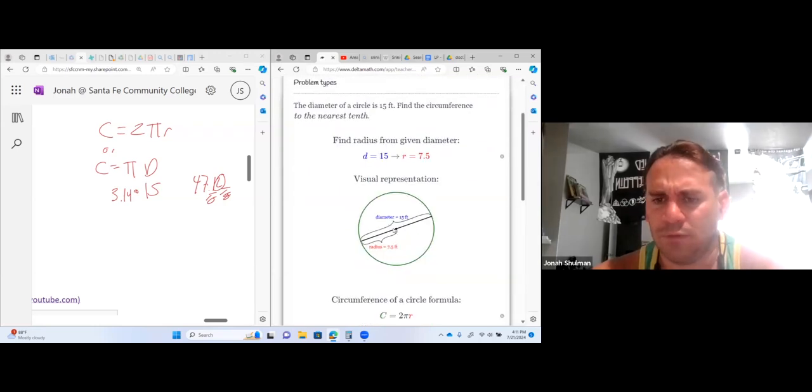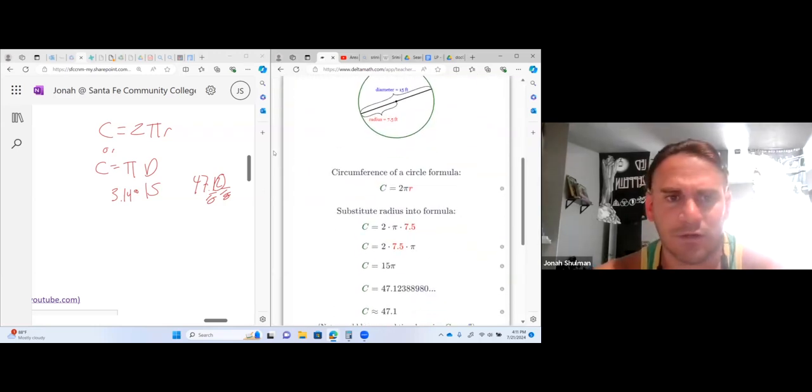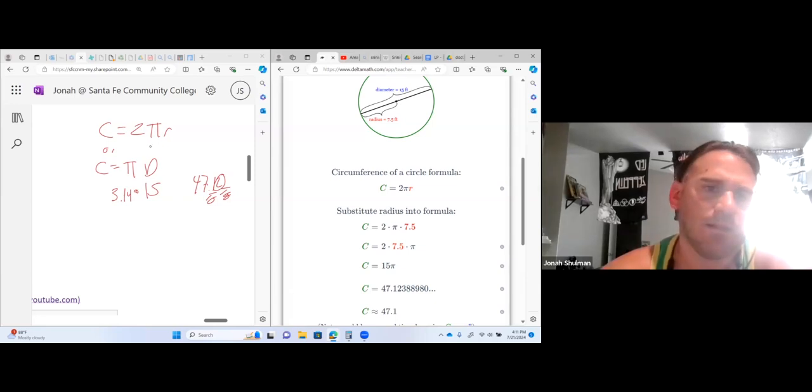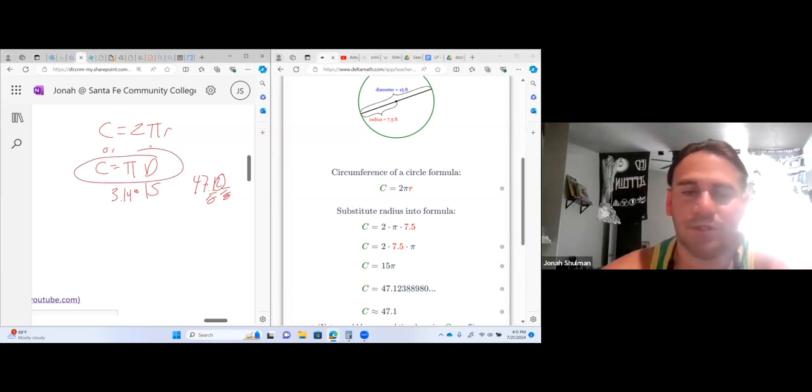Ta-da! Oh, they want you to turn this to the radius first. I don't know why they're not having you use this formula. Now, another formula that we use a lot is this constant. We use tau a lot. And tau is great. It's like pi, but twice.